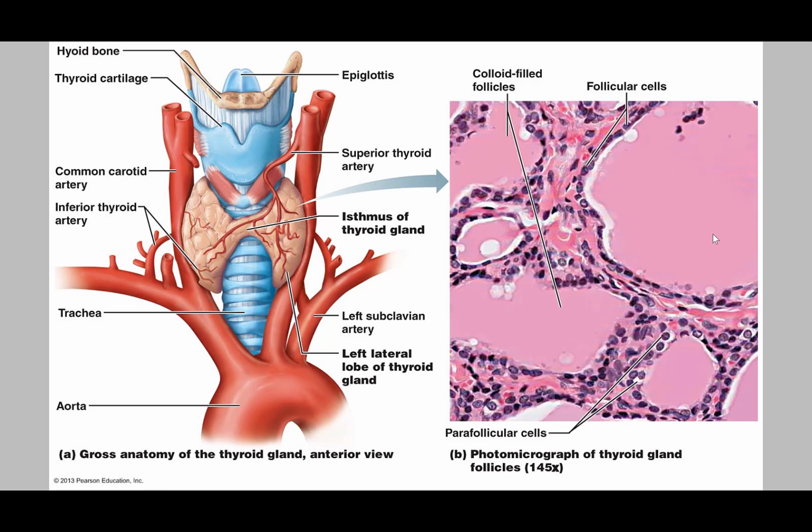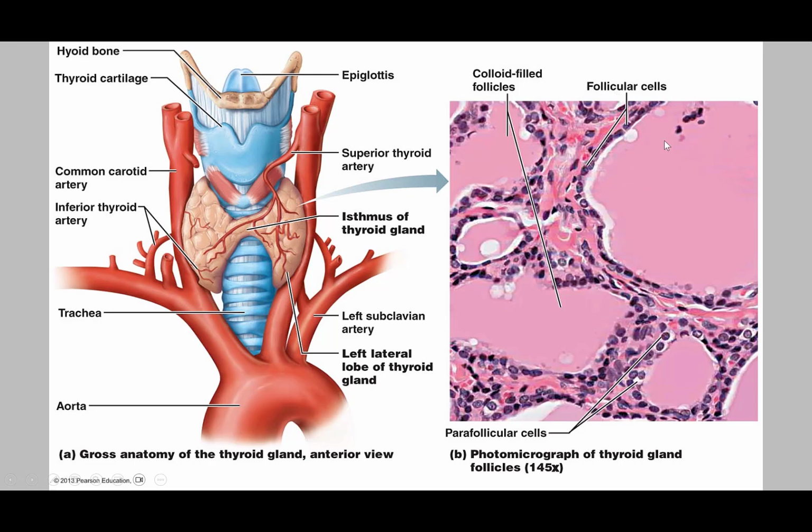And to describe what's going on here, I like to tell students, imagine one of these follicles is a swimming pool. It's got the walls of the swimming pool, and then it's got the water that fills the swimming pool. Well, the walls of that swimming pool, the edge of the follicle, we see a layer of cells there. This layer of cells, it's simple cuboidal epithelium, and these cells are called follicular cells.